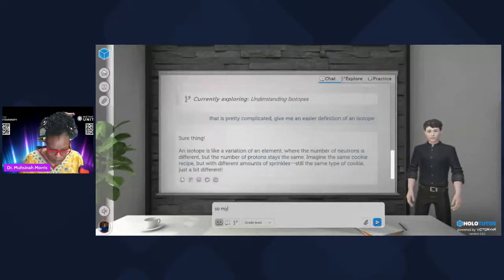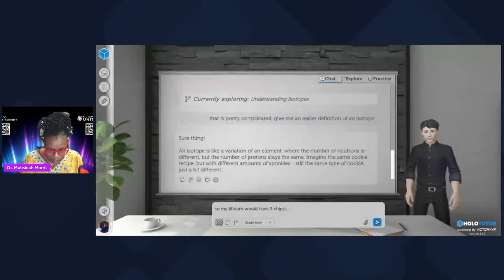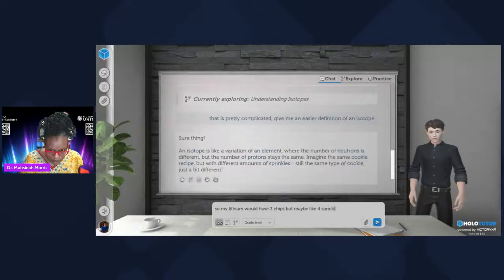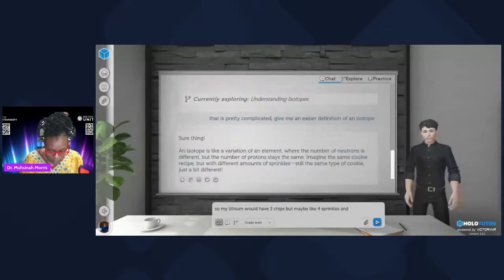So my lithium will have 3 chips, but maybe like 4 sprinkles, and 3 chips, but 3 sprinkles.